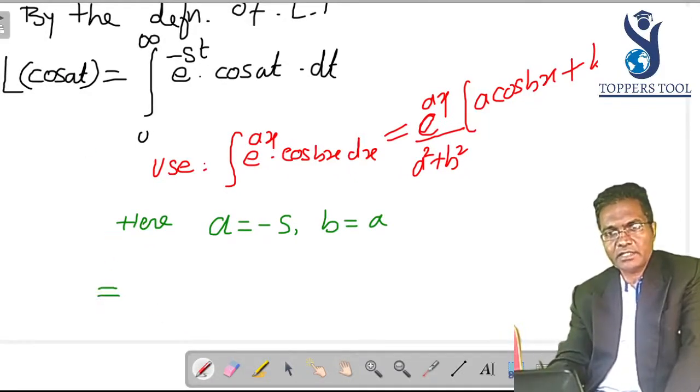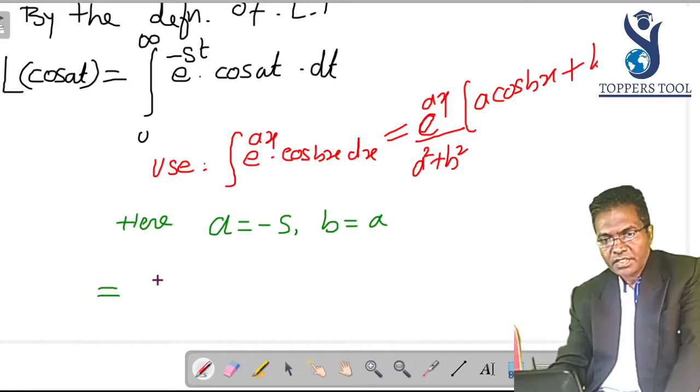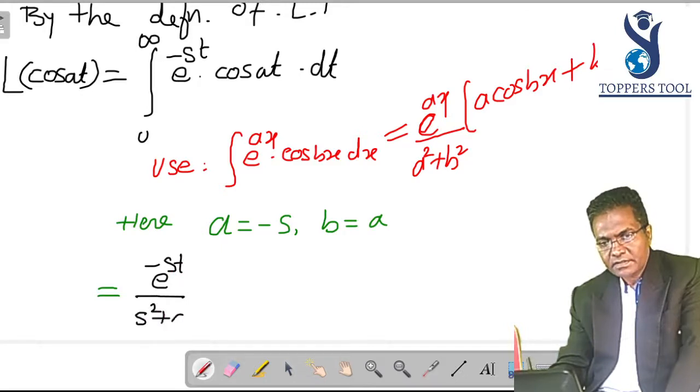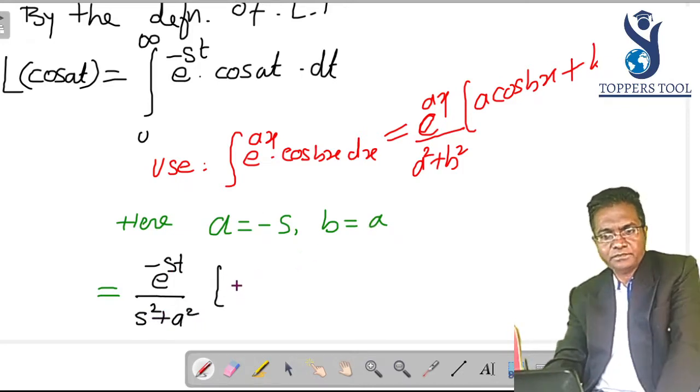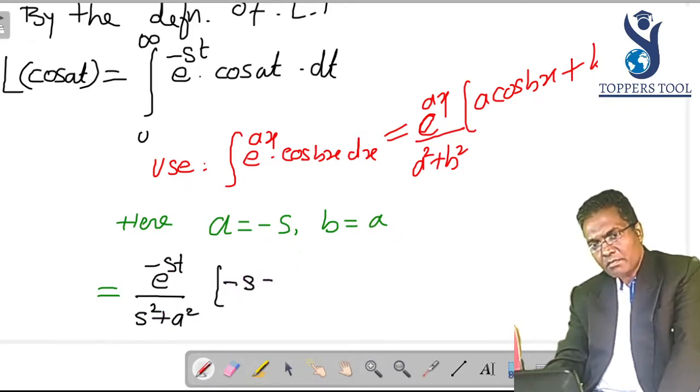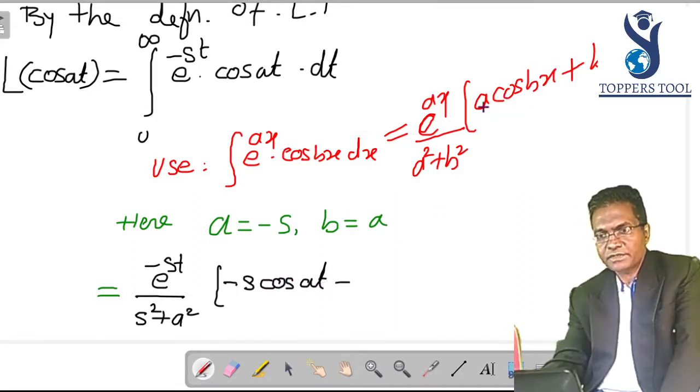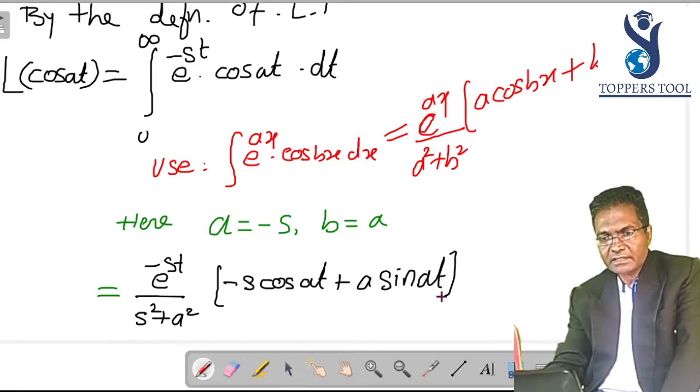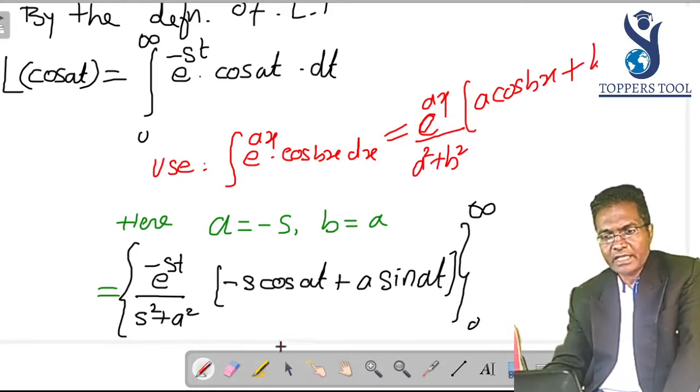Okay. How much will you get? e power minus st divided by s square plus a square, as earlier. If you square and add this, you will get s square plus a square, into minus s cos at. Look at this. Here a is minus s, plus b means a sine at, and the limits 0 to infinity.